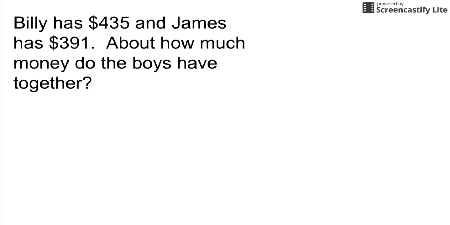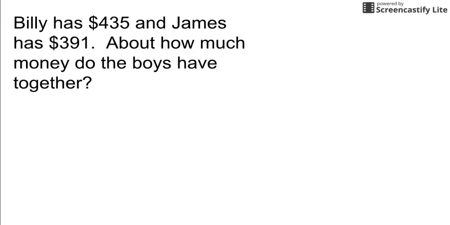So our first problem that we're going to be talking about is about Billy and James. And I'm going to read the problem first. That's the first step in my success criteria. So as I read the problem, it says, Billy has $435 and James has $391. About how much money do the boys have together?